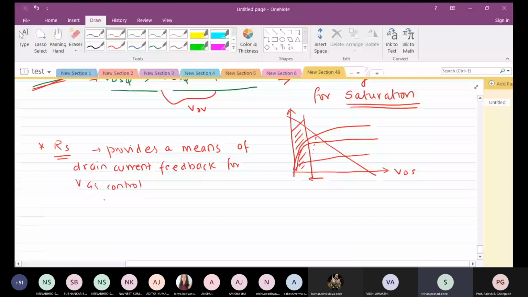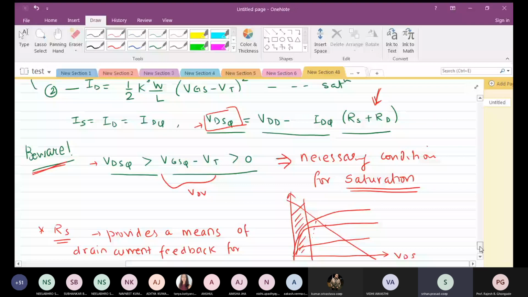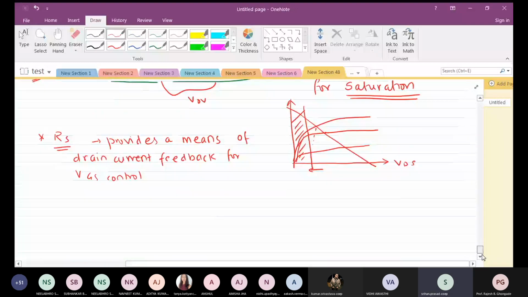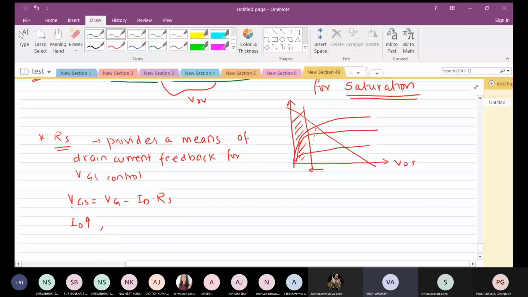Let us see how it happens. It's very, very simple. Look at this equation. VGS is equal to VG minus ID into RS. What will happen to VGS if ID increases? VG is constant, so VGS will decrease.